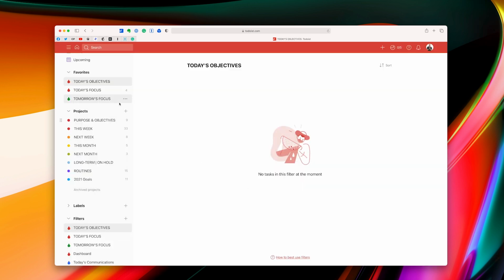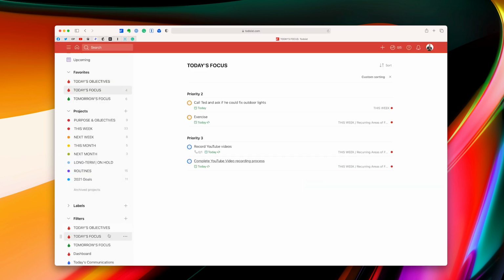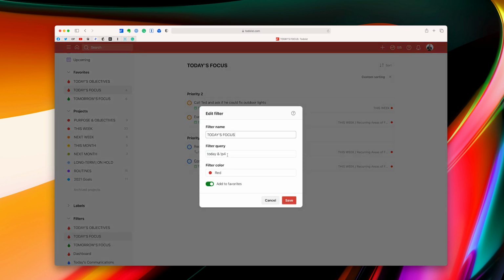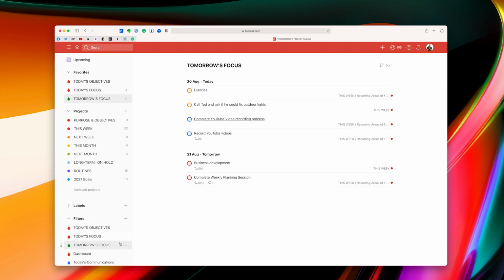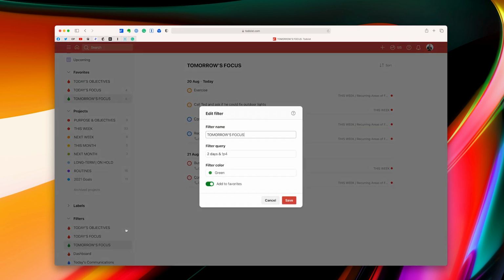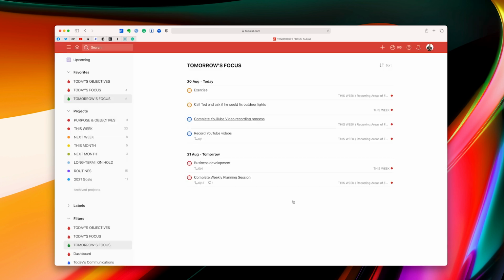The second one, that's today's focus. That is really quite simple. Again, it's very similar. It's today and exclamation mark P4, which means not P4, which is the white flag. And tomorrow's focus, and I'll show you that one, a little bit more complex, which is 2 days and not P4. 2 days, because what I want to see is the things that I didn't do today, so I can make a decision about rescheduling those later. So those are the filter queries.